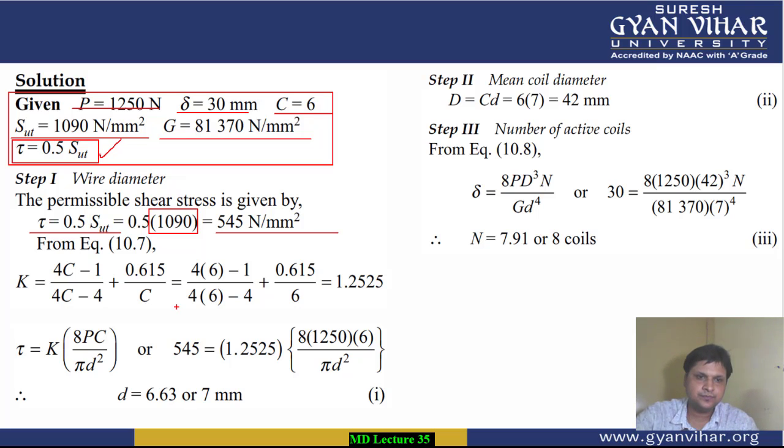Then after that, we will calculate the Wahl factor. How will we calculate the Wahl factor? The formula we already know. K is equal to (4C minus 1) upon (4C minus 4) plus 0.615 upon C.